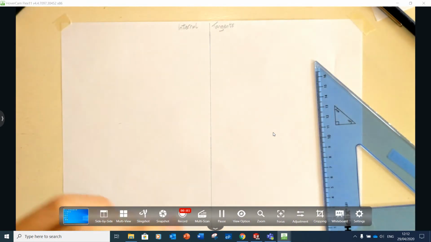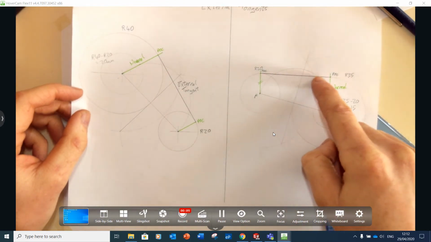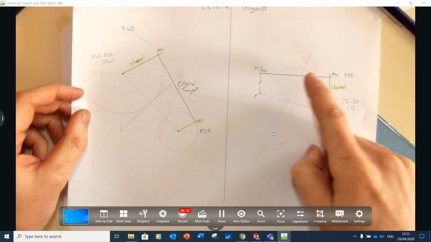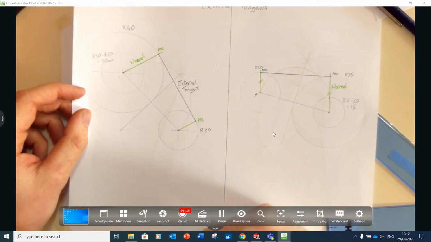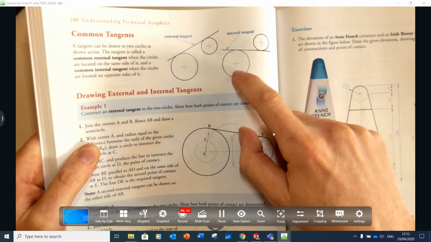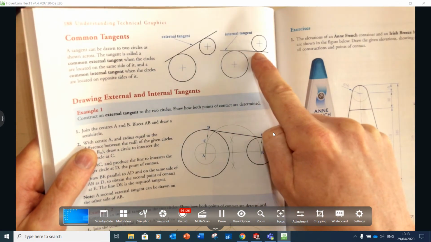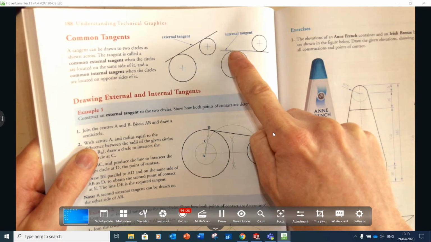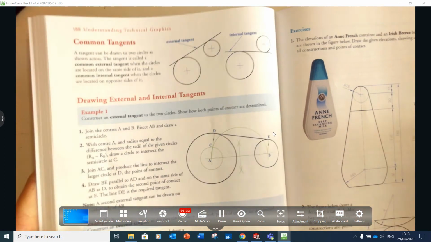Now, next then, so we have just covered external tangents, where a line touches the outside of two circles at one point only on each circle. So they will be our external tangents. What we will now do is practice some internal tangents, where our tangent passes inside both circles and comes into contact with each circle at one point only.